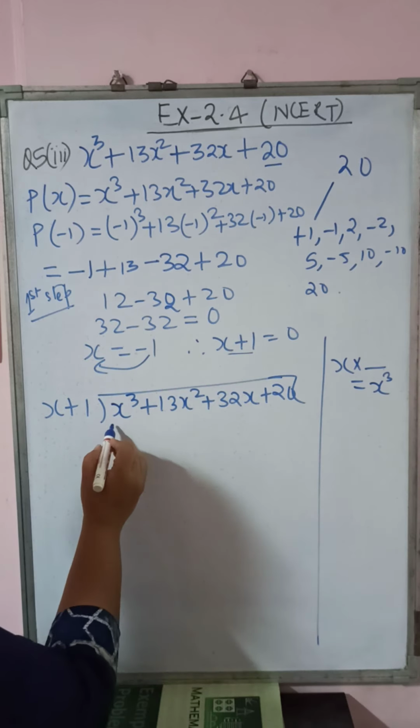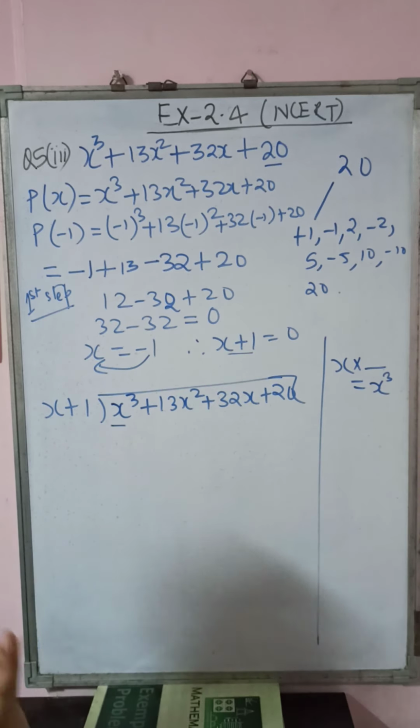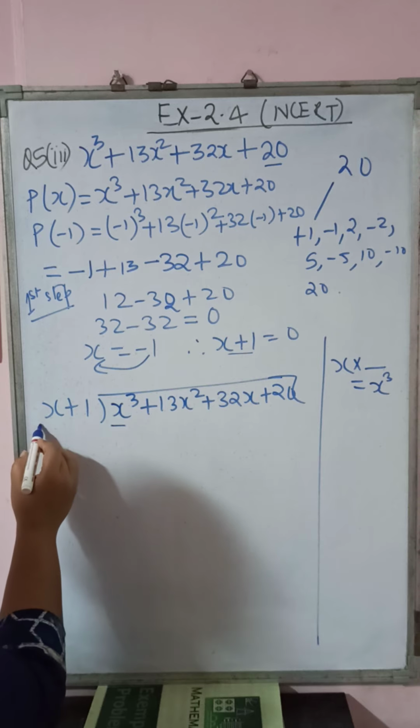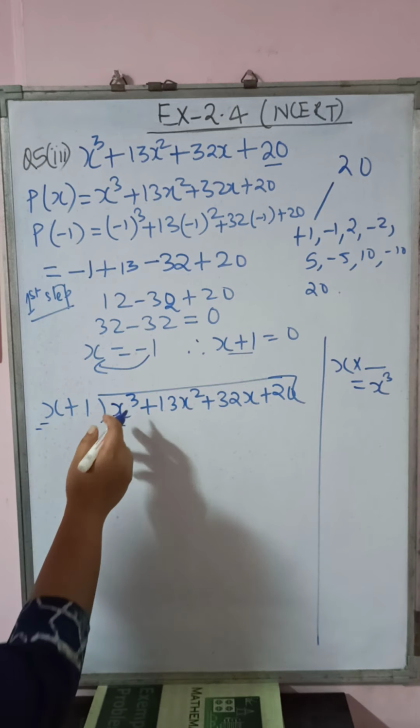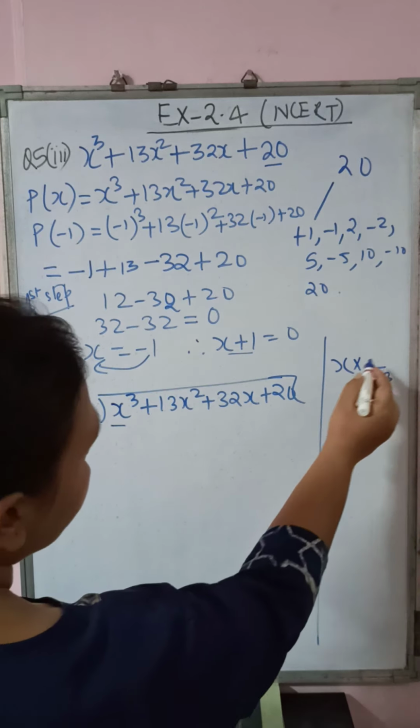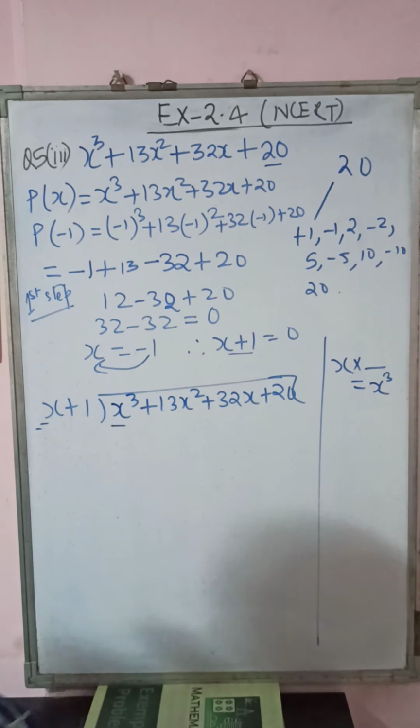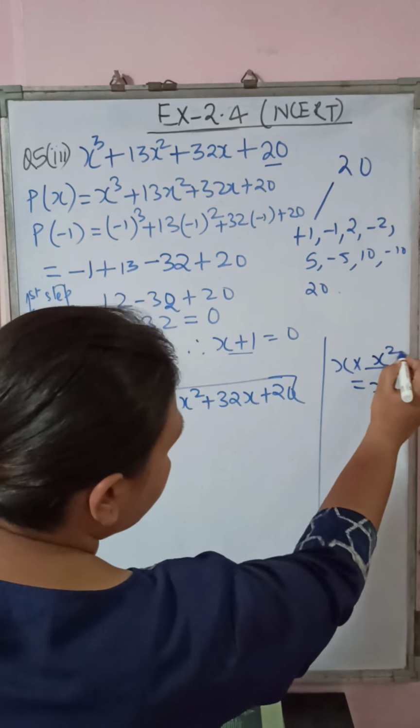Whenever you are performing division, you are only concerned about the first term of the divisor and the first term of the dividend, along with the sign. So x should be multiplied by which term so that you get x cube? So it should be multiplied by x square.